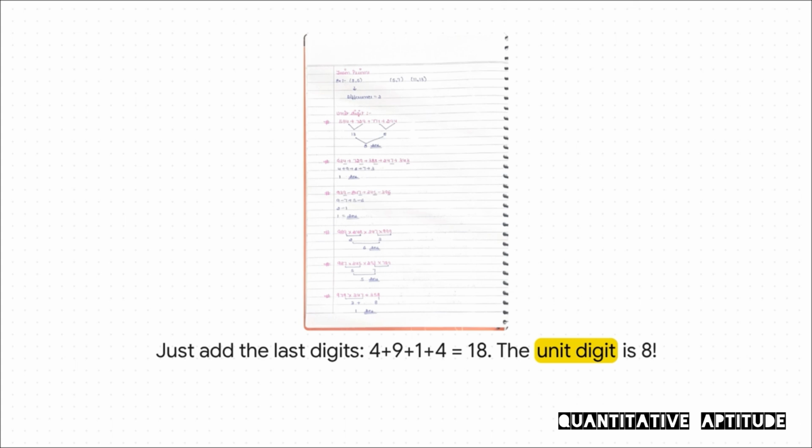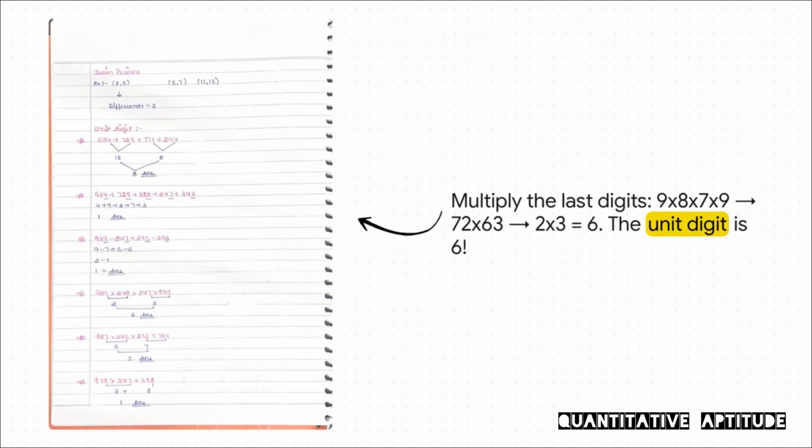See? Simple. And guess what? The exact same trick works for multiplication. We only need to multiply the unit digits. Let's walk through it. 9 times 8 is 72, so our unit digit is 2. Then we take that 2 and multiply it by the next unit digit, 7, which gives us 14. So our new unit digit is 4. Finally, we take that 4 and multiply it by the last unit digit, 9, and we get 36. This means the unit digit of the final answer will be 6.